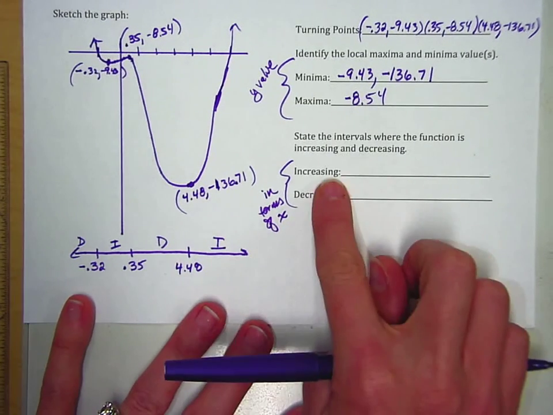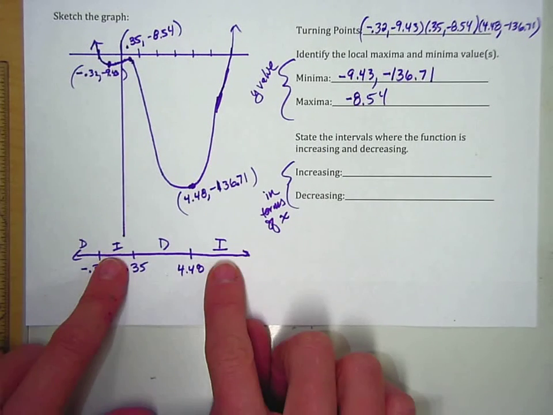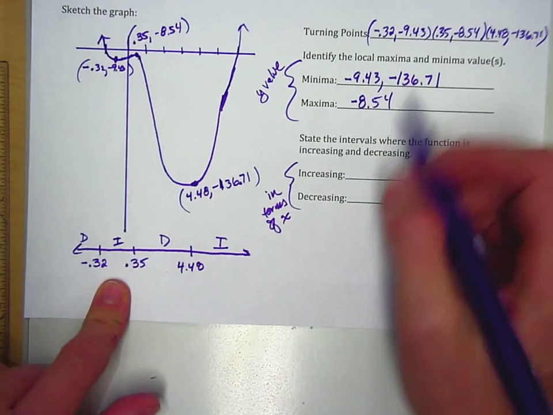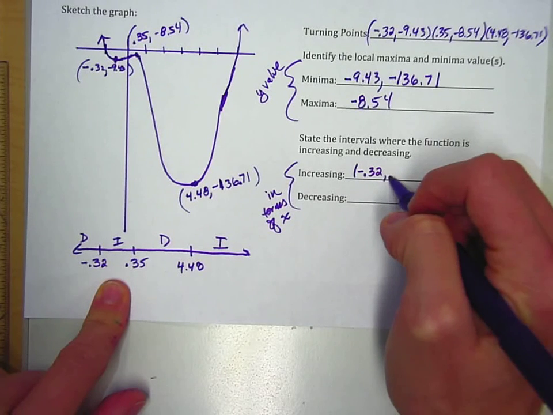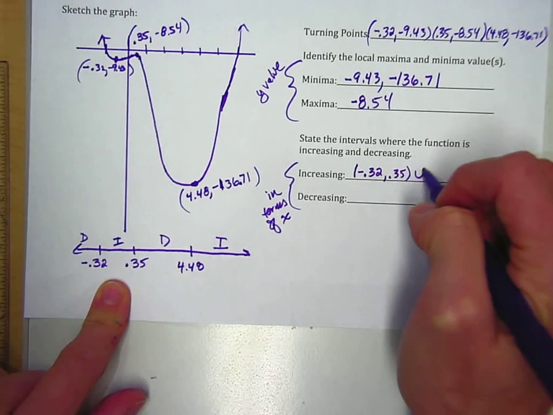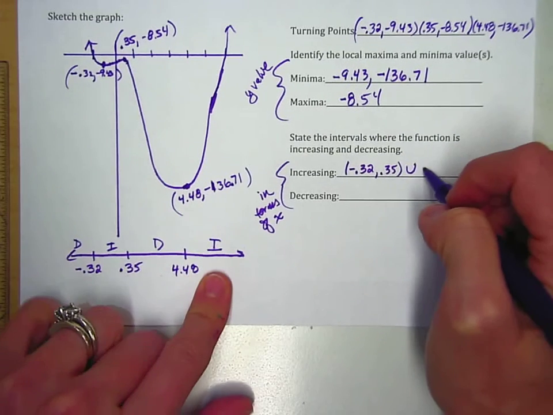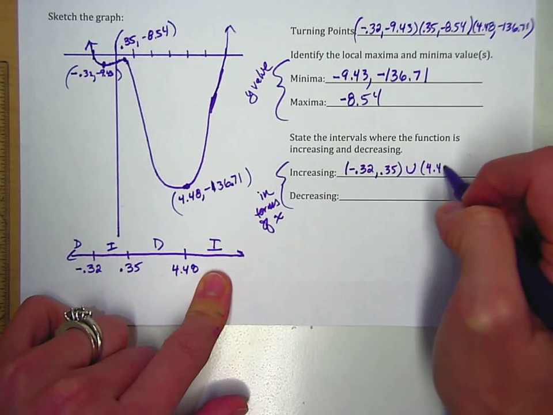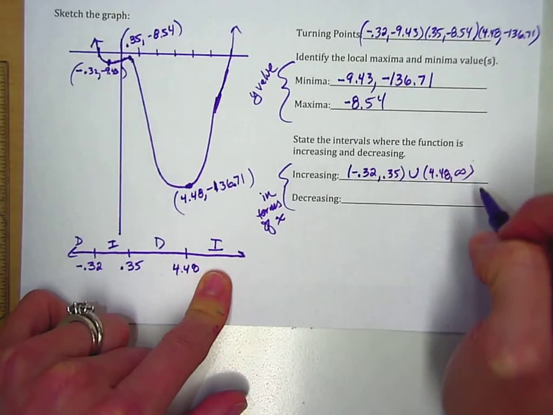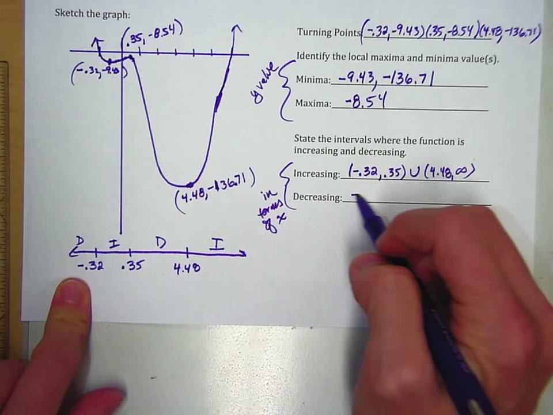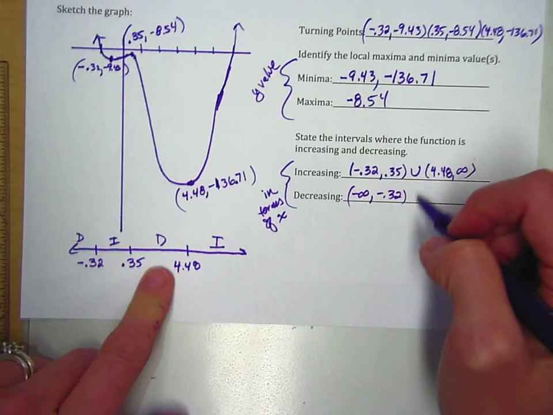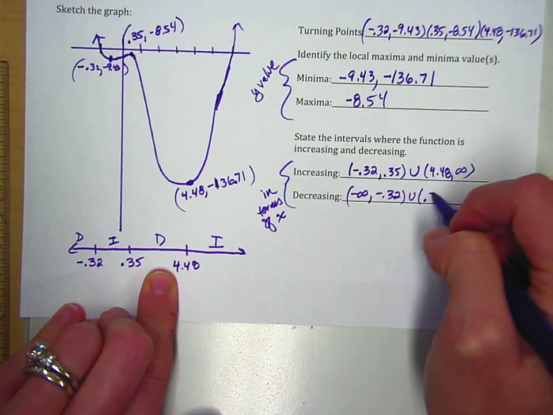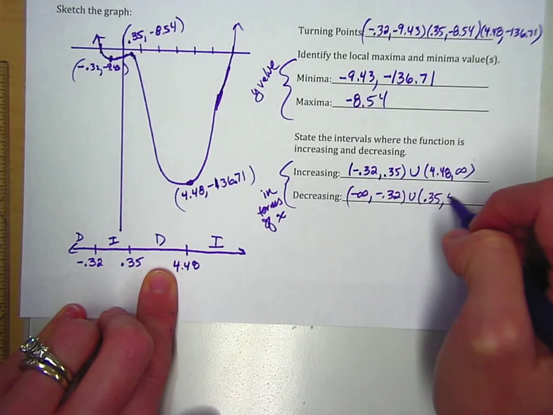So for increasing, I'm going to look for my increasing sets. I have 2 of them. My first set is -0.32 all the way to 0.35, and that's a union. And my other set is from 4.48 to infinity. And then for decreasing, it's negative infinity to -0.32, union, and then 0.35 to 4.48.